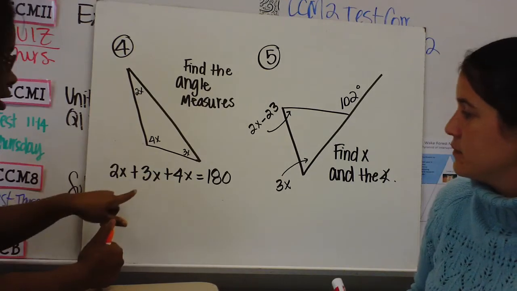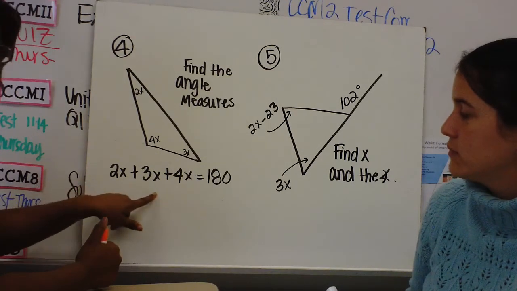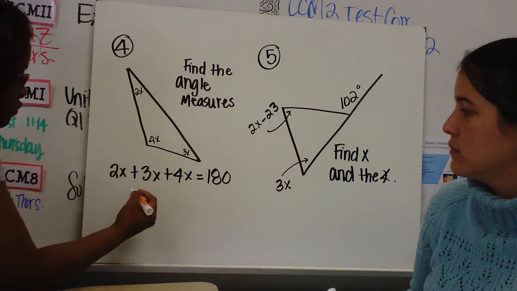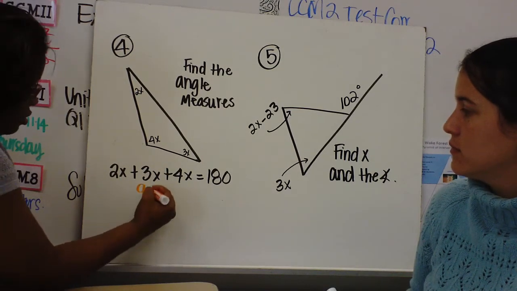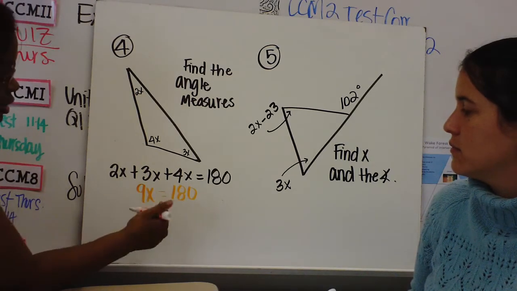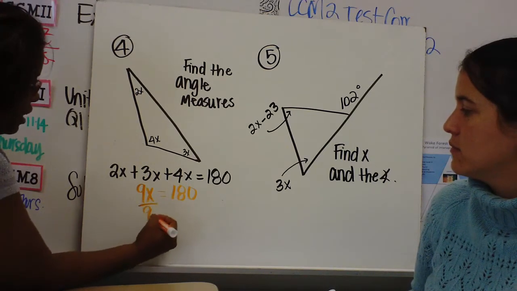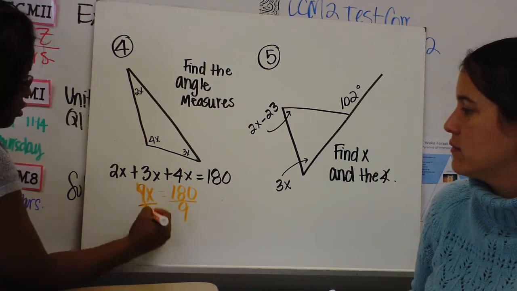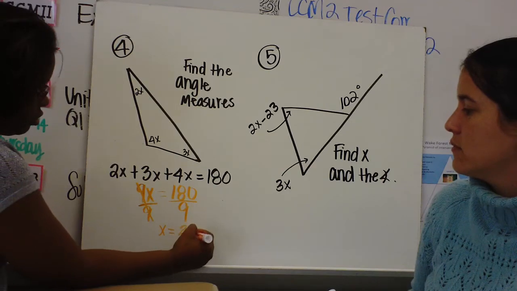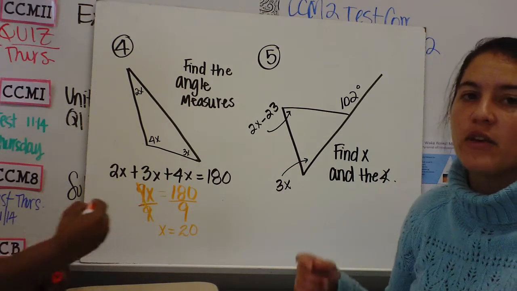All right, so we're going to combine like terms. 2x plus 3x plus 4x, that's going to be 5 plus 4, which is 9x, equals 180. And to simplify this, we need to divide both sides by 9. So you end up with x equals 20.